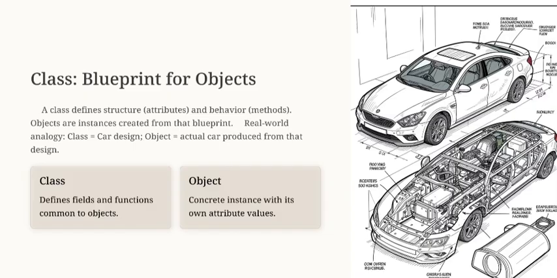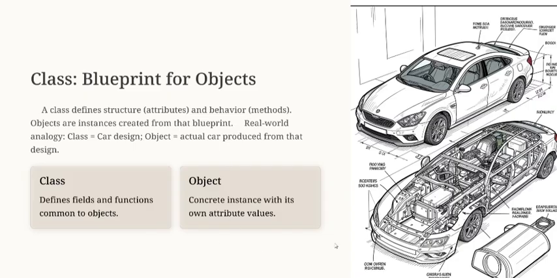For example, a car design created by engineers is a blueprint. It describes shape, features, structure. But the blueprint itself is not a real car. Similarly, a class is not an actual object, it is only a definition.